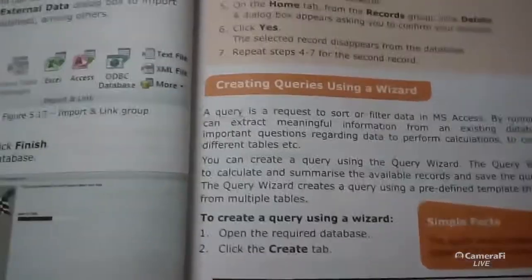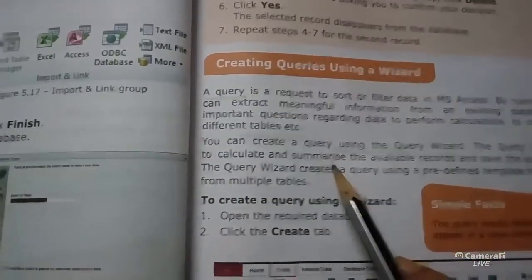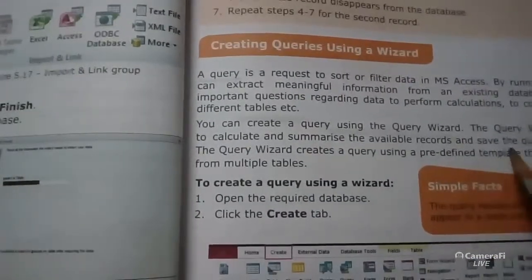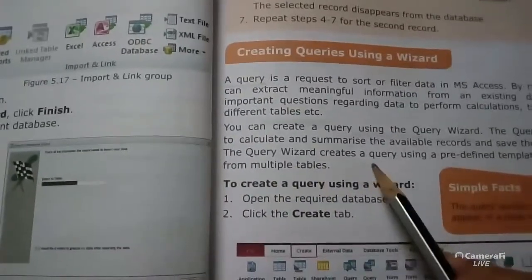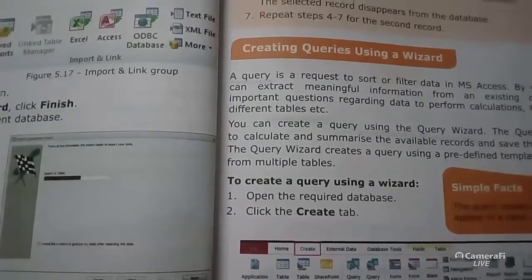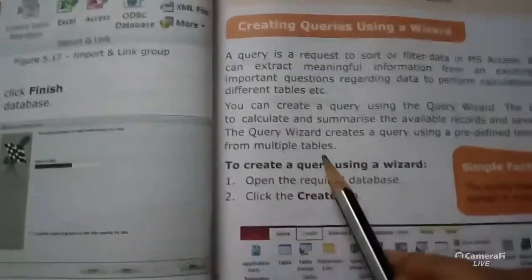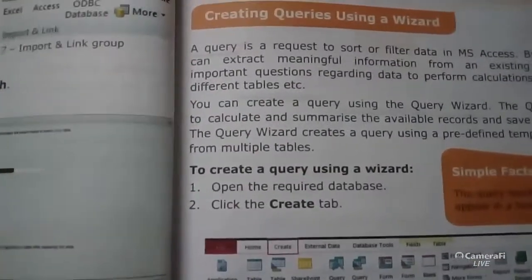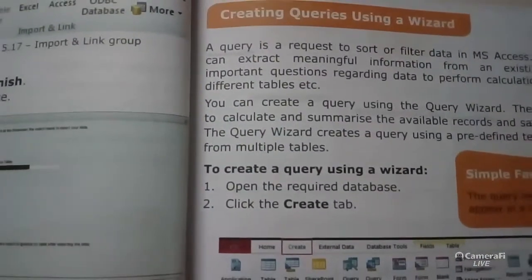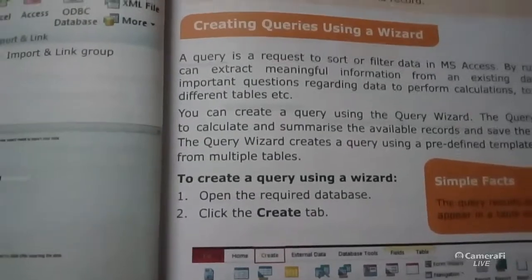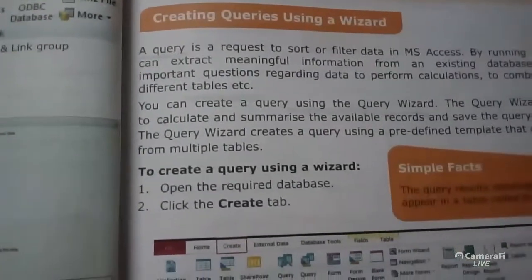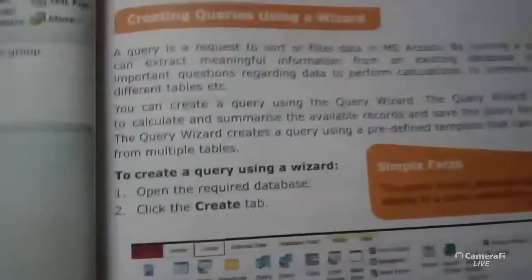You can create a query using the query wizard. The query wizard allows you to calculate and summarize the available records and save the query for future use. The query wizard creates a query using predefined templates that can import data from multiple tables. That means you can get the information from other tables also. That means in MS Access you can get relations with the help of other tables also.